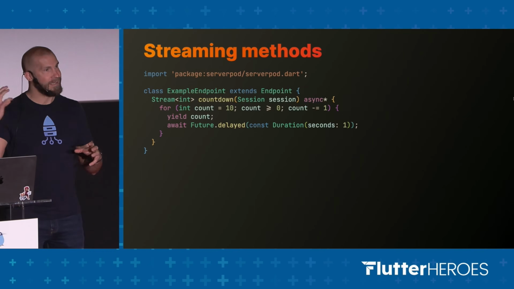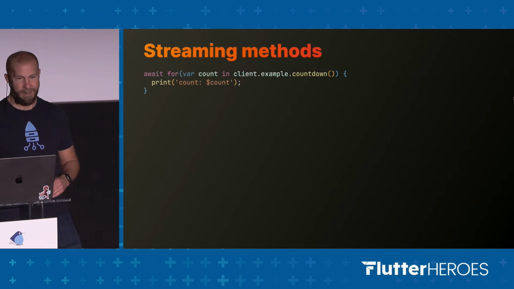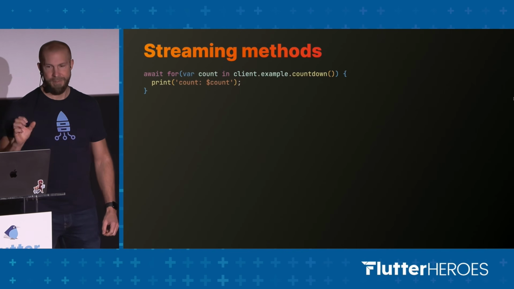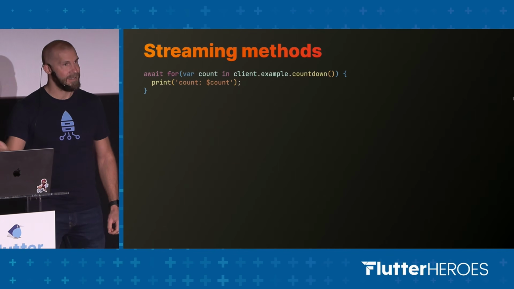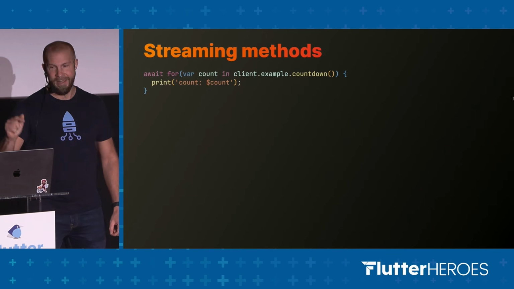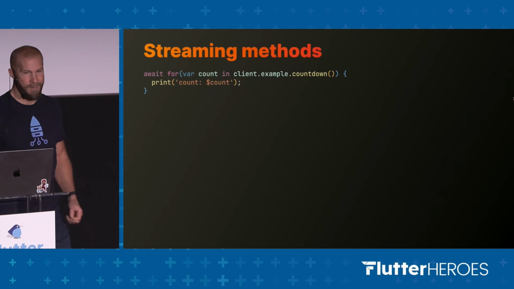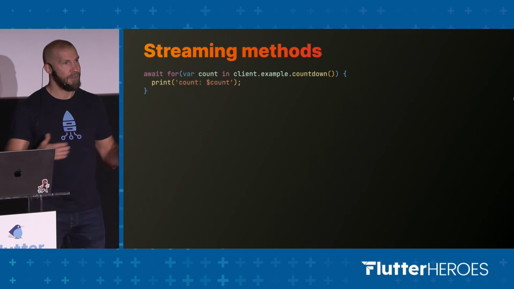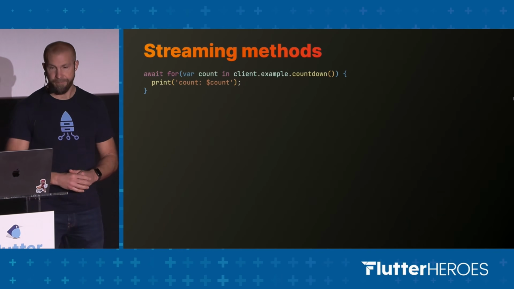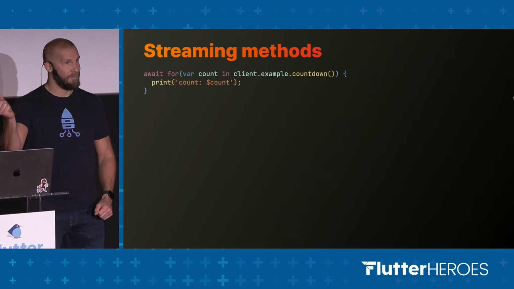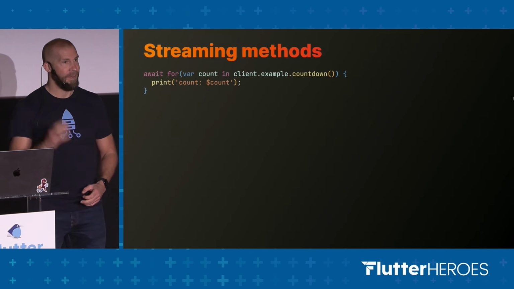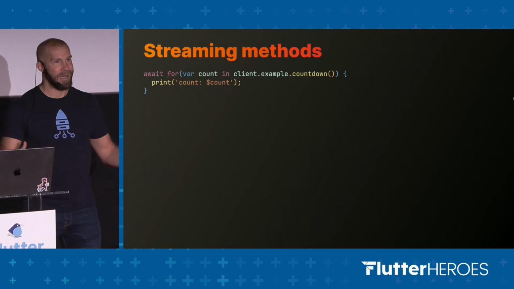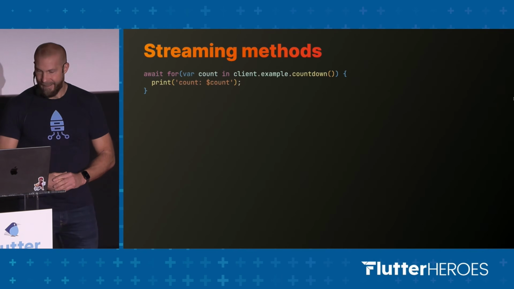And if we want to call this method from our app, this is what that will look like. Typically, we can get the stream by accessing the client. In this example, it's the example endpoint, and then the method, which is the countdown method. And then the easiest way to read multiple values from a stream is to use the await for. So here we just get the values one by one and print them out. And that's it. That's all you need to do real-time communication with Serverpod.